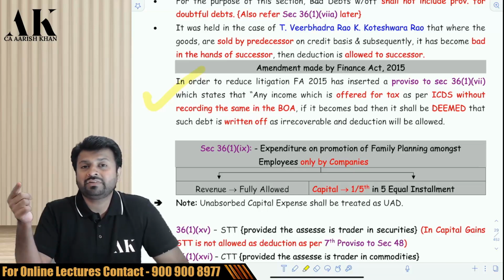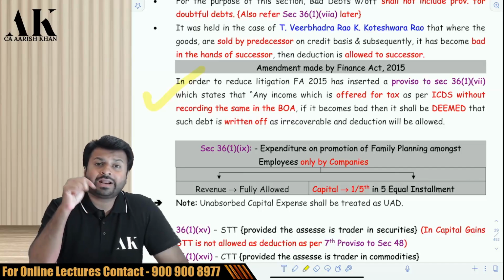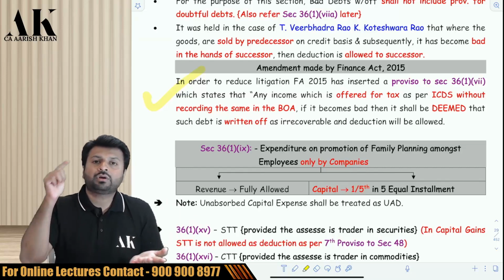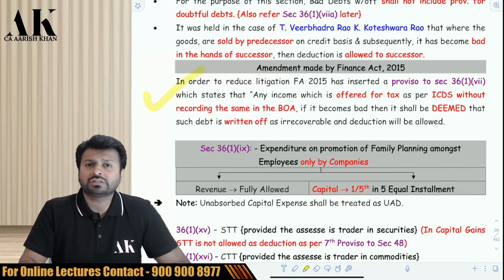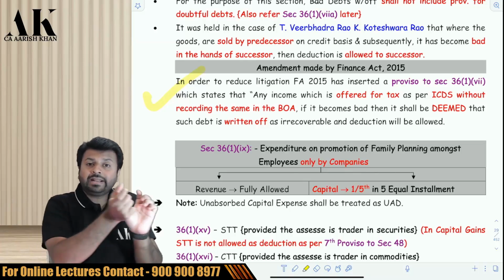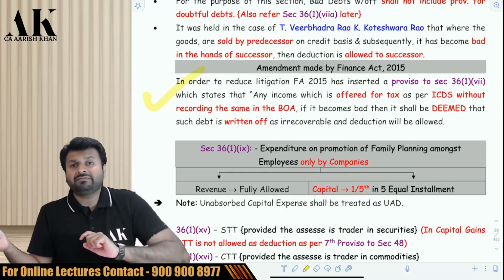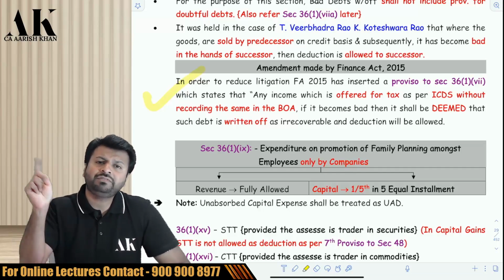So suppose that kind of income becomes bad after a year, and I want to take a deduction of that income. One of the conditions I have to fulfill is that I have to write off that debt in the books of accounts. But I cannot fulfill this condition, because to write off that income as bad in my books, I should have recognized it first in the books. One year back, there is an income of 1 lakh which got recognized in tax, but not in accounts because of the revenue recognition accounting standard. So if such income becomes bad after a year, how will I fulfill the condition that the debt should be written off in the books of account?